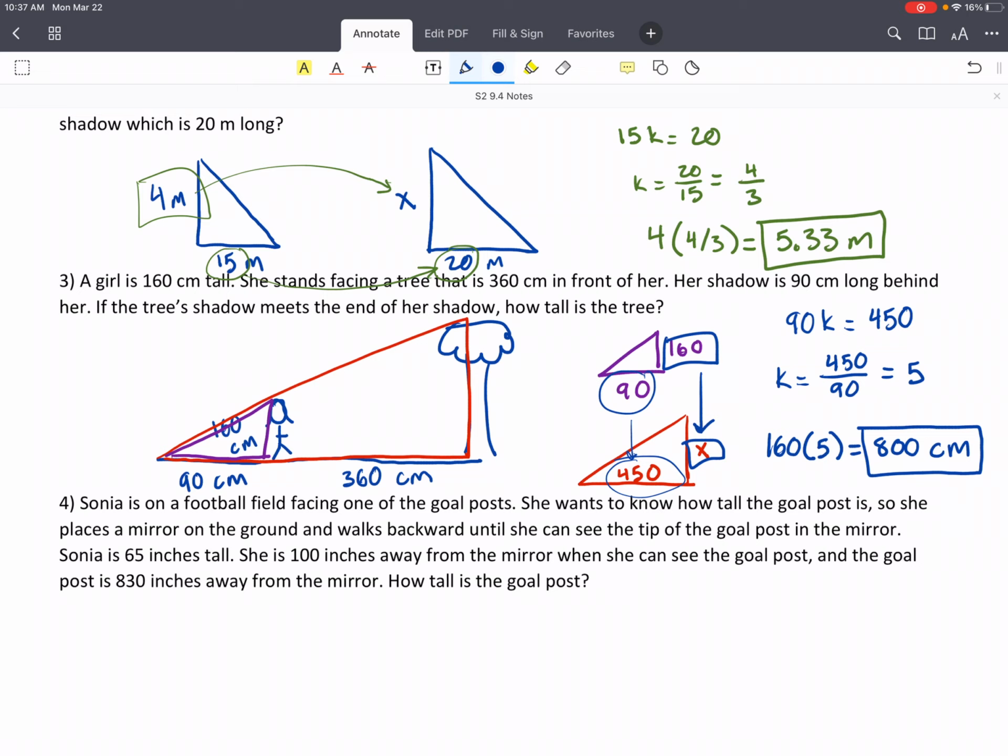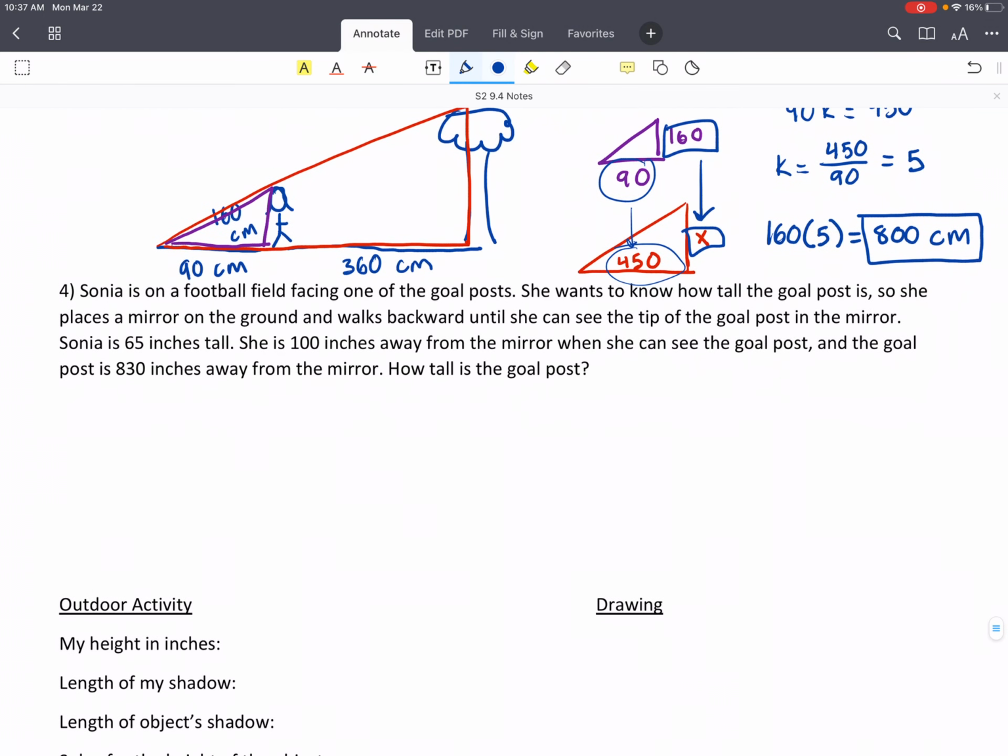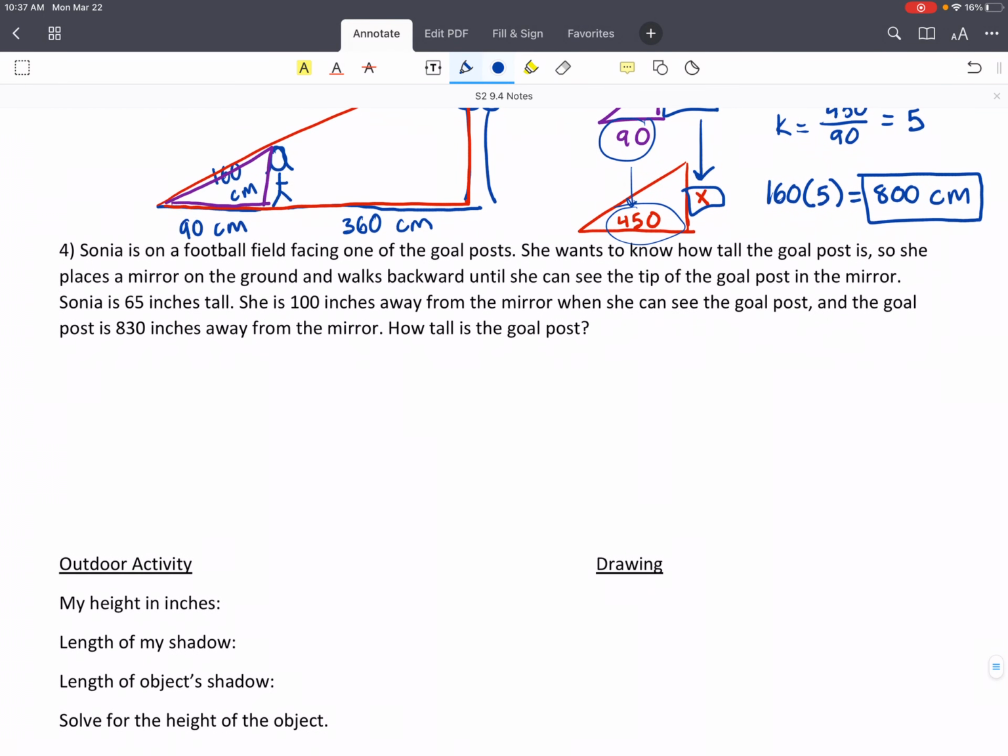My tip here is to just draw a piece of the word problem as you get it. So that's how I did number 3. So I'm going to do number 4 the same way. Sonia is on a football field facing one of the goalposts. So I'm going to draw Sonia. And she's going to be facing one of the goalposts. She wants to know how tall a goalpost is.